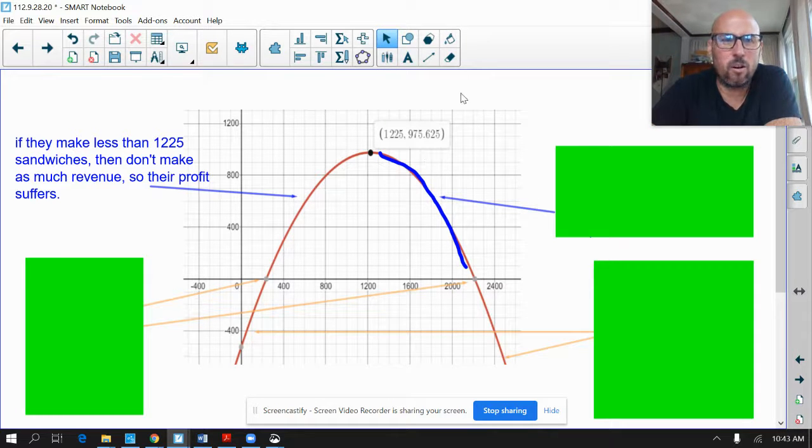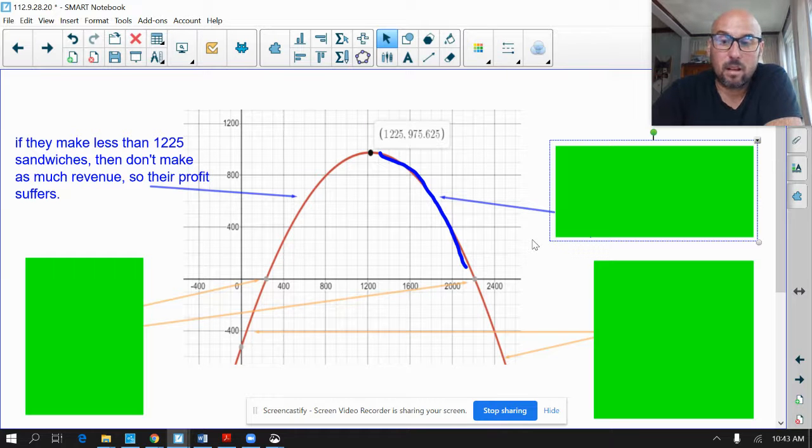I mean, if you're the owner of Hunky Beef and your employees say, guess what, boss? We sold 2,000 sandwiches this week. That's a record. That would be bad news. Why? According to this graph, selling 2,000 sandwiches only gives you about $400. Where if you only sell 1,225 sandwiches, you get $975. How does it make sense that selling more sandwiches results in less money?